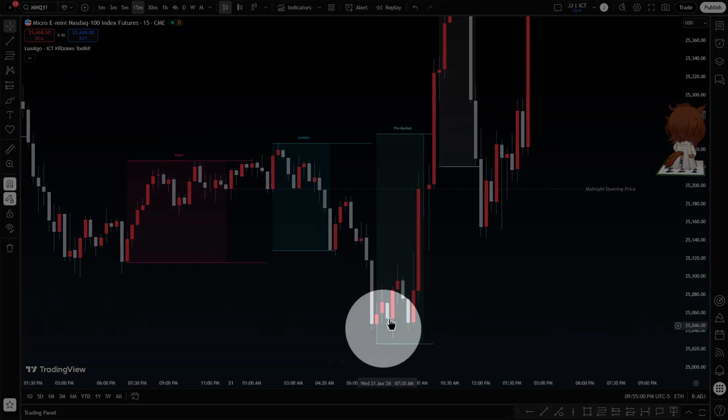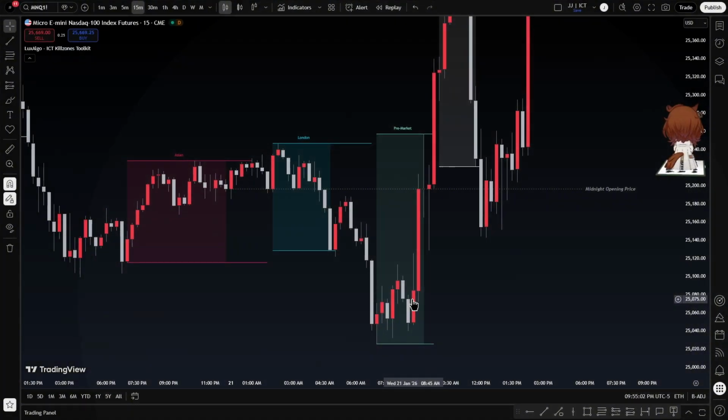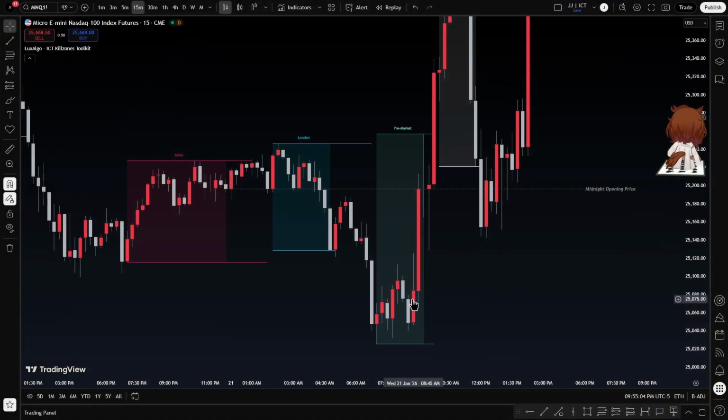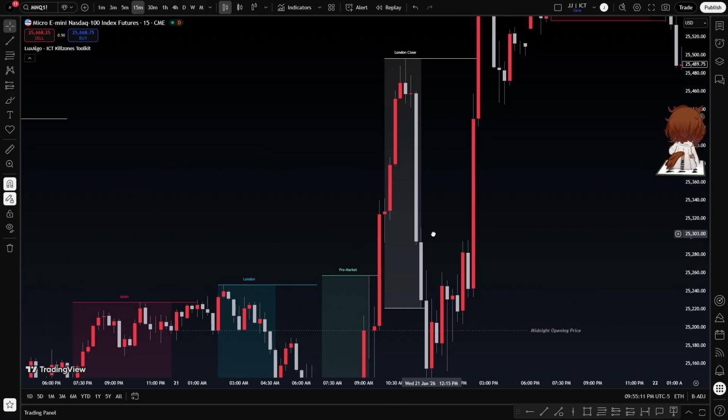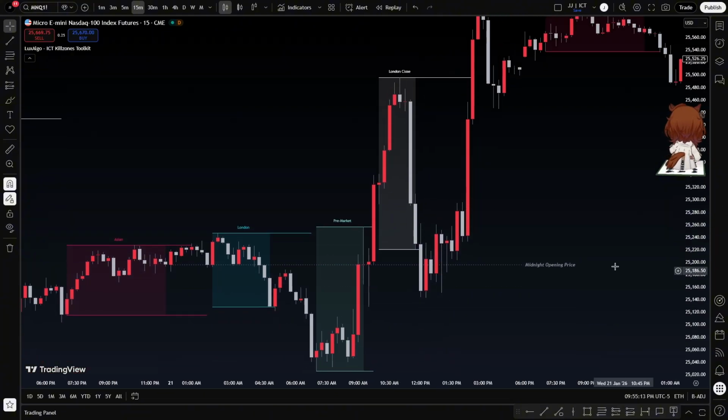But it accumulates during pre-market, in which that should send New York into what? Into heavy displacement. Does that happen? Yeah, it does. Does indeed happen. In which we correct during London close back into the New York. See, I was about to say New York opening price, but I didn't say it all the way.